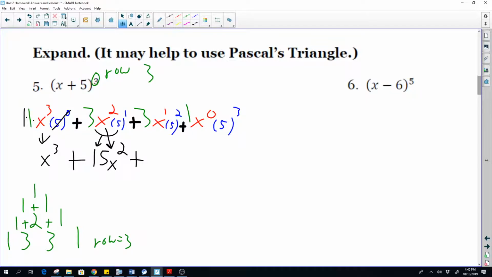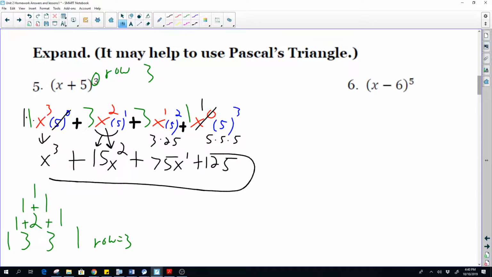Then we have another plus. 5 squared is 25. And 25 times 3 is 75. And so just bring down the x. And then the last one is x to the 0 power is just a 1. And so 1 times 5 cubed, well, 5 times 5 times 5 is 25 times 5, which is 125. So that's how you do number 5. Excellent. Pause me. You try now. Number 6. Do row 5. Do it. Do it.